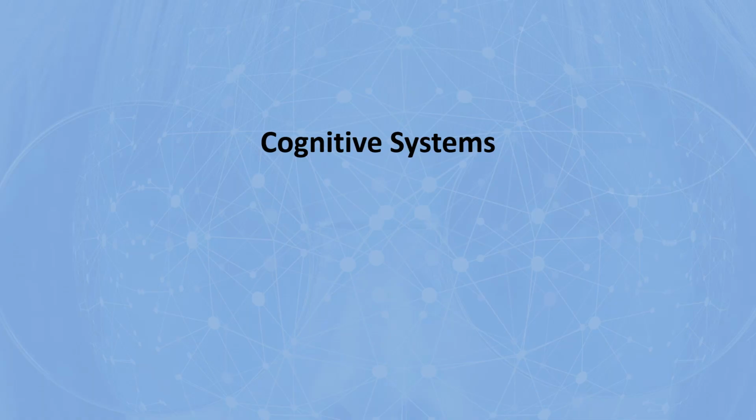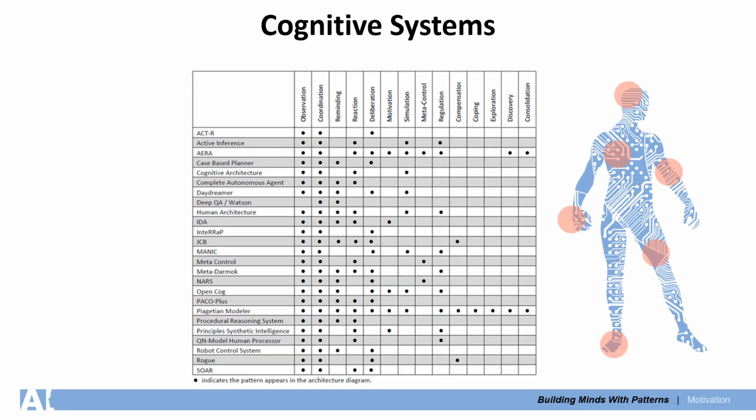What is a cognitive system? A cognitive system is a software and hardware implementation of a cognitive architecture. It is an instantiation of an artificial mind. There are a number of cognitive systems that have been researched extensively. Here is a chart of some cognitive systems and design patterns they implement. Cognitive systems which have the motivation design pattern are highlighted in yellow with a red outline on the cognitive systems chart.